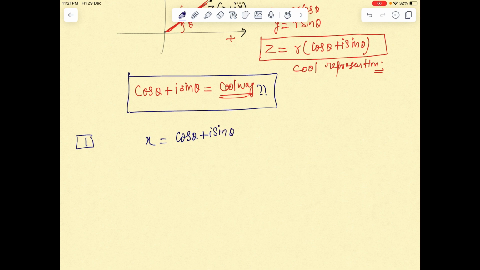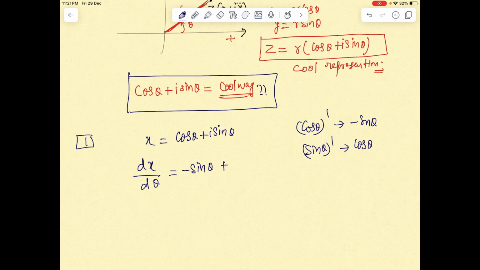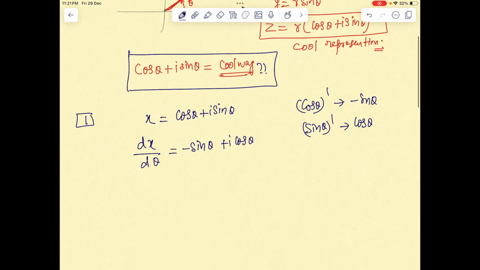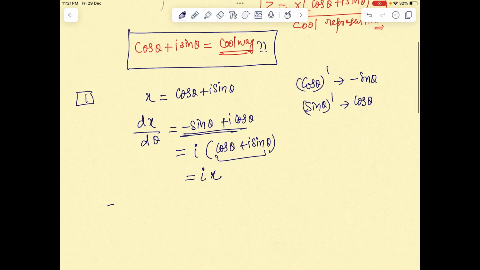x be this. Now maybe we are tempted to differentiate this because we know that the differentiation of cos theta is going to give me minus sin theta and the differentiation of sin theta is going to give me cos theta. So why not differentiate, maybe cos and sin can still be restored in the system. So dx by d theta is going to be minus sin theta plus i cos theta. Now you can take i common and we are having cos theta plus i sin theta, because it's i times cos theta plus i sin theta, which by definition is x. So what we got is dx by x equals i d theta.